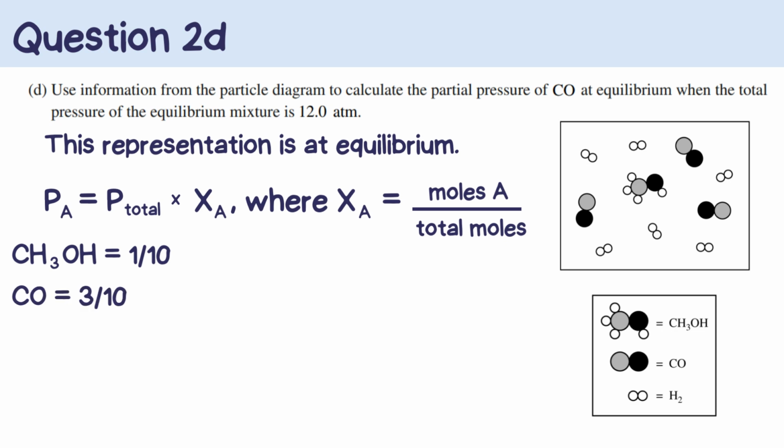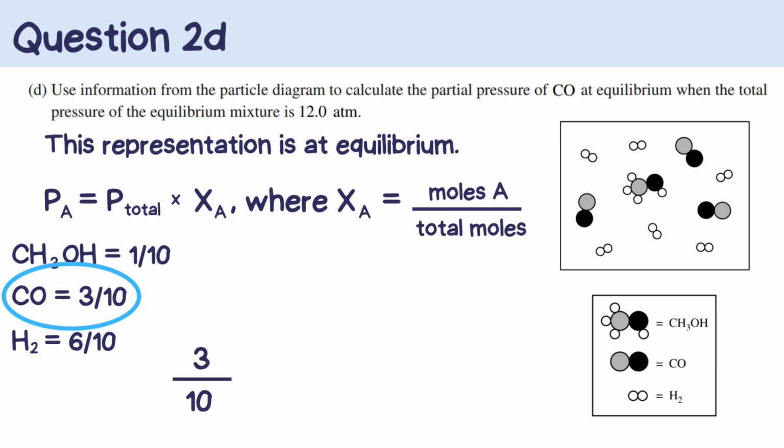And then for carbon monoxide, it's going to be 3 out of 10 because there are 3 moles in the diagram. And for hydrogen gas, it's 6 out of 10 because, again, there are 6 moles displayed in the diagram out of the 10 moles. And because we're asked to find the partial pressure of the carbon monoxide, this is the number we want to use, the 3 out of 10.